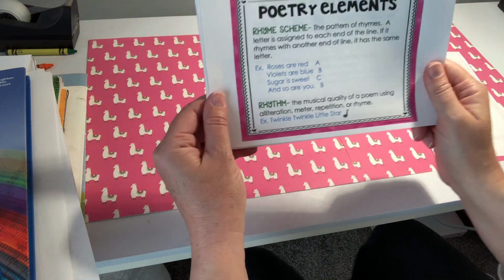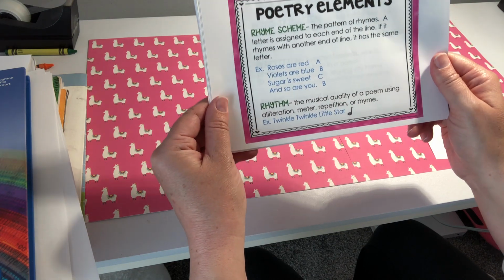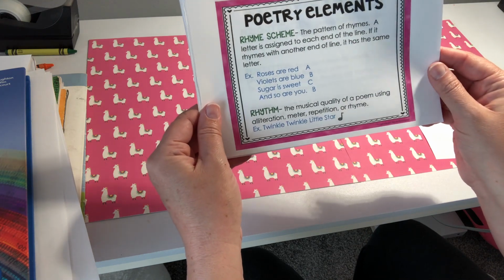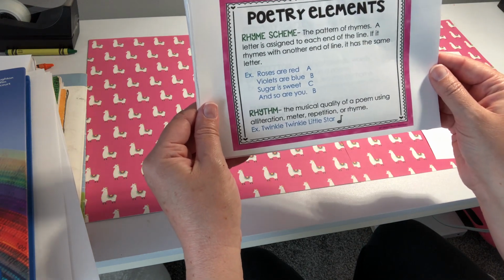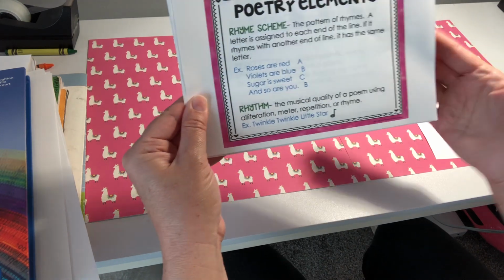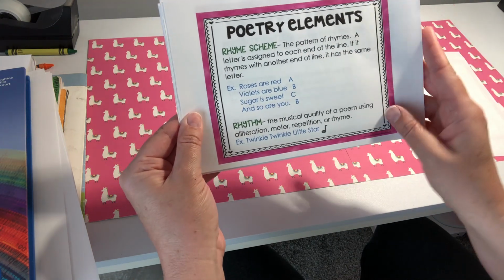Rhythm is a musical quality of a poem using alliteration, which is a repeated sound, meter, which is the beat of it, repetition, or rhyme. So, twinkle, twinkle, little star. A lot of songs that you think of started as poetry, and they became song lyrics and were put to music.